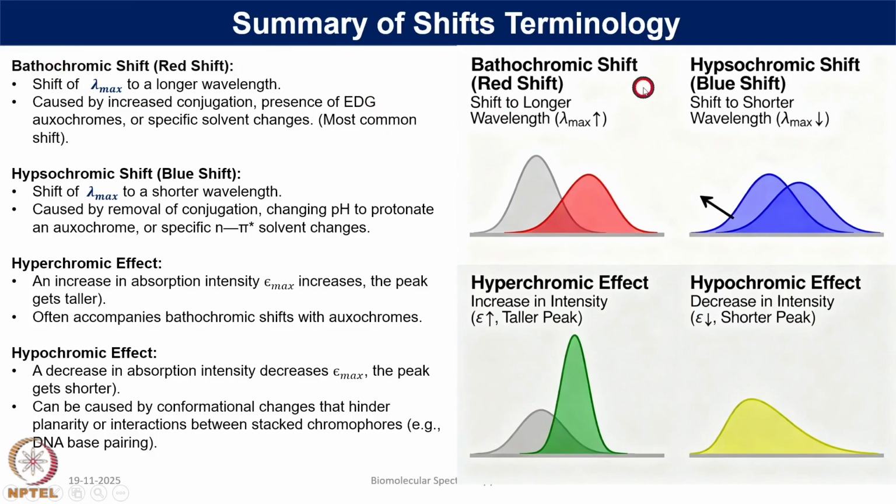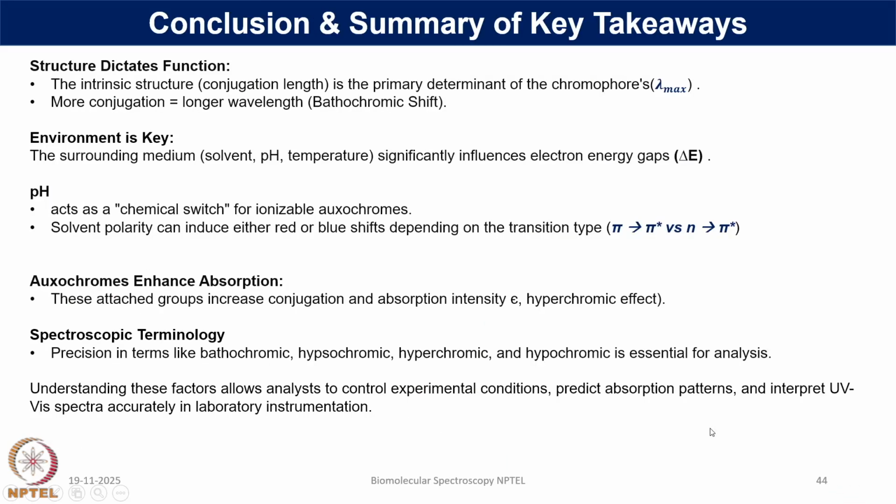Let me summarize: bathochromic shift, red shift, towards longer wavelength; hypsochromic shift, blue shift, towards shorter wavelength; hyperchromic shift, an increase in intensity, which means a taller peak. The hypochromic shift is a decrease in intensity, which means a shorter peak. So, these are the shift terminologies that we have discussed: bathochromic, red shift; hypsochromic, blue shift; hyperchromic, increase; hypochromic, decrease, right. These are the terminologies.